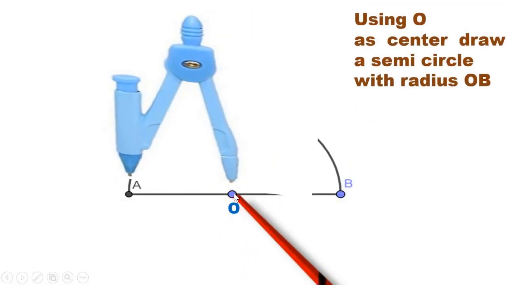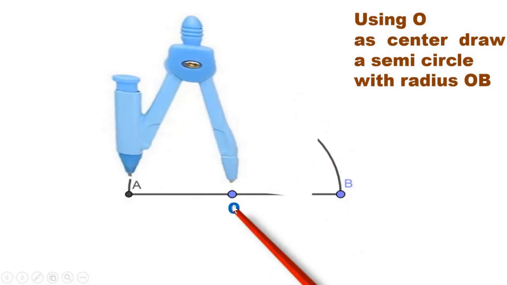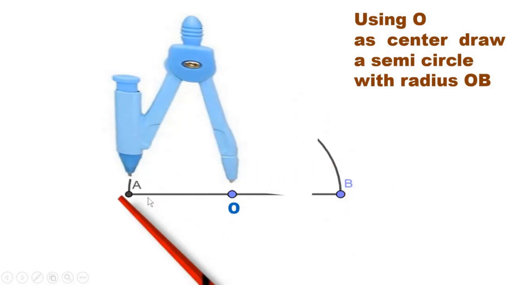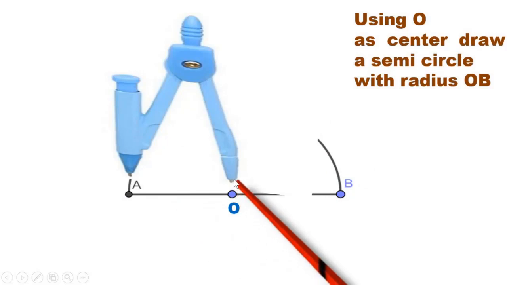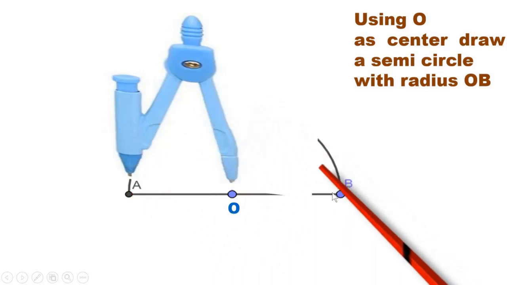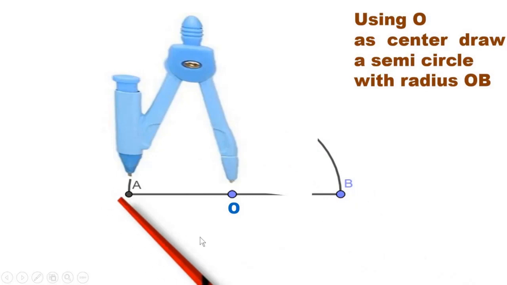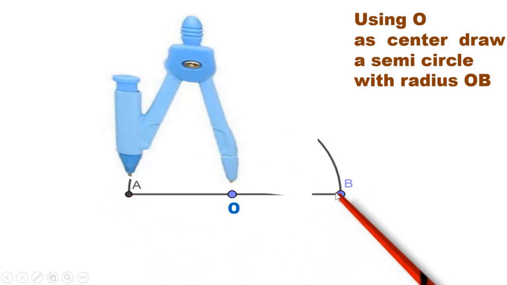Using O as center, draw a semicircle with radius OB or OA. Put the vertex of the compass at O and the stretched end at A, and draw a semicircle joining A and B. If your semicircle is not joining A and B, then you have to retry. It might be that there is some mistake.